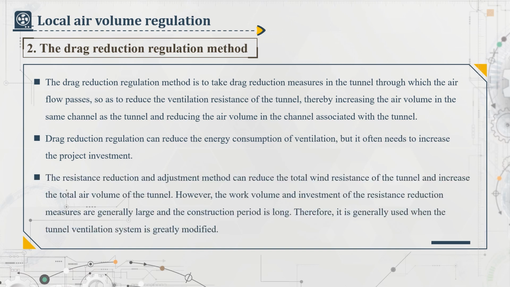The resistance reduction and adjustment method can reduce the total wind resistance of the tunnel and increase the air volume of the tunnel. However, the work value and the investment of the resistance reduction measures are generally large and the construction period is long. Therefore, it is generally used when the tunnel ventilation system is greatly modified.